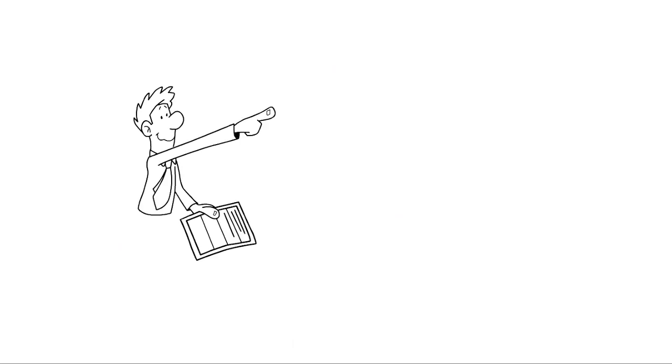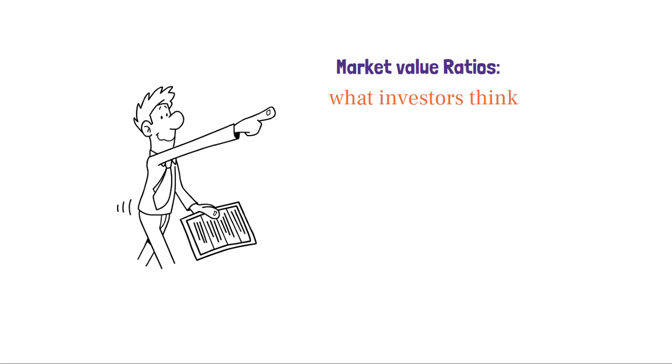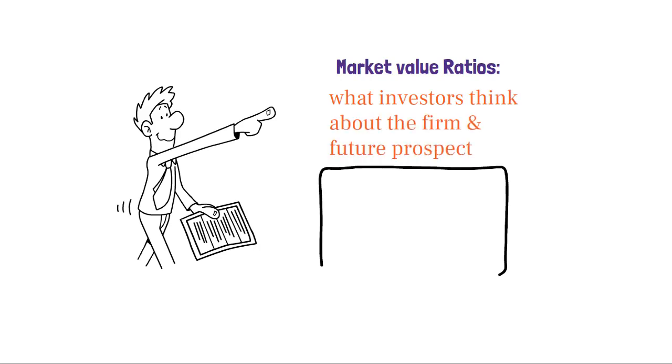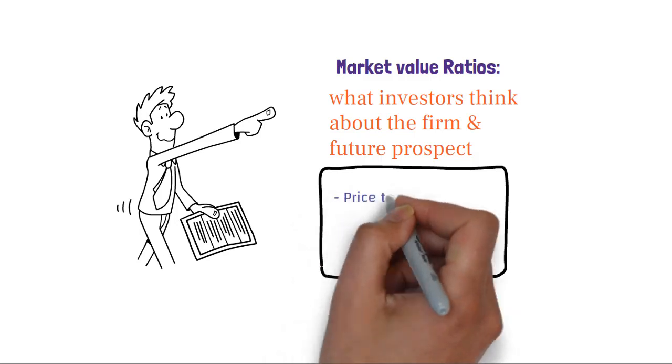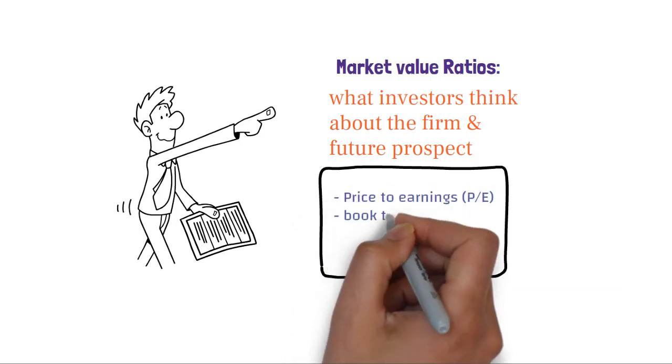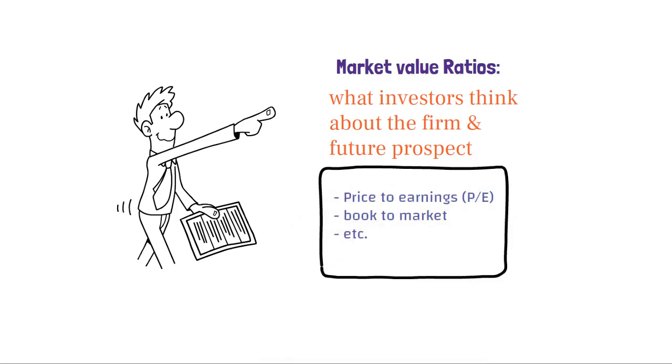Market value ratios give an idea of what investors think about the firm and its future prospects. Ratios that belong to this category are price to earnings or PE ratio, book to market, and many more. These ratios could also be of interest to managers, stockholders, and potential investors. Sometimes, competitors can also look at these ratios to assess the company's strength.